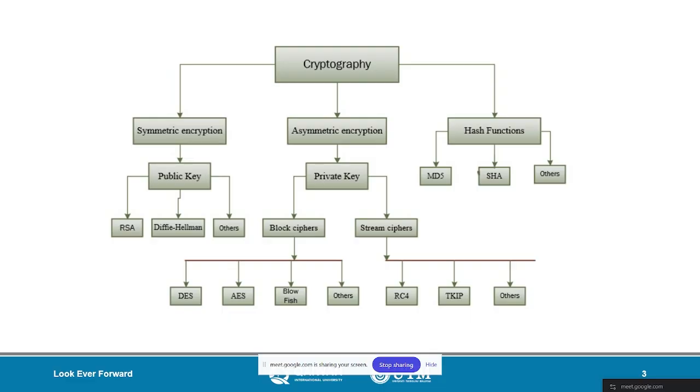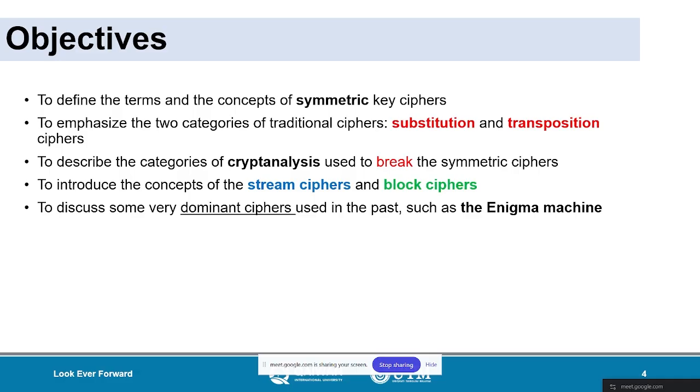Now we will dive in. This was just a category, and this would be our objective. First, to define the terms and the concept of symmetric key ciphers. It is more than one, actually. It's like 9 to 10 symmetric key ciphers. And emphasize the two categories of traditional ciphers, substitution and transposition ciphers.